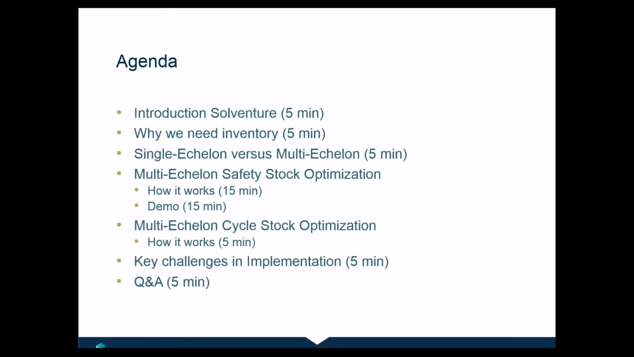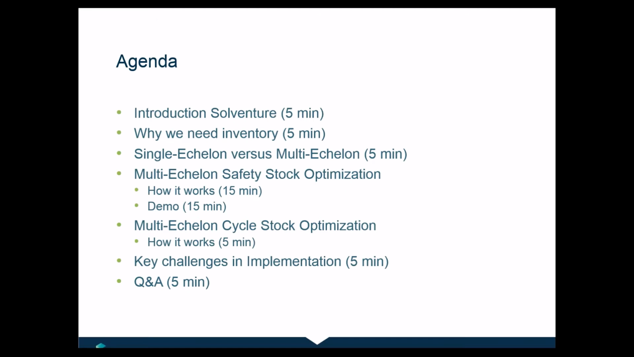What do we have as agenda? I want to shortly introduce who we are and what we do as Solventure. Then I see that in a lot of companies there's a lot of pressure to reduce inventory. So let's revisit in the first place, why do we need inventory? Then I want to explain the difference between single echelon and multi-echelon inventory optimization, and give some more detailed explanations on how we optimize safety stocks in the multi-echelon supply chain. Then my colleague Sven will also give a short demo of how we have implemented that in the Archiva software.